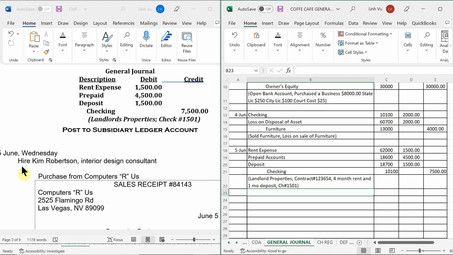We don't even know what she quoted us for. We don't know how much her consultation fee is going to cost us. We haven't received the bill yet. We don't even know if she came in and did the job yet. All we did was hire her. She could come in the next day. She can come in on Friday.